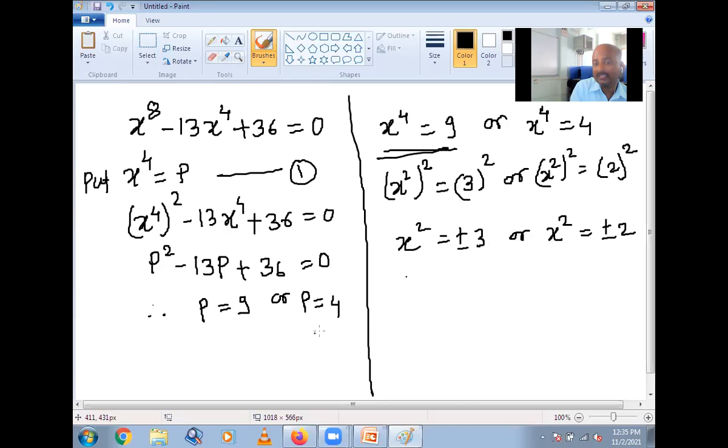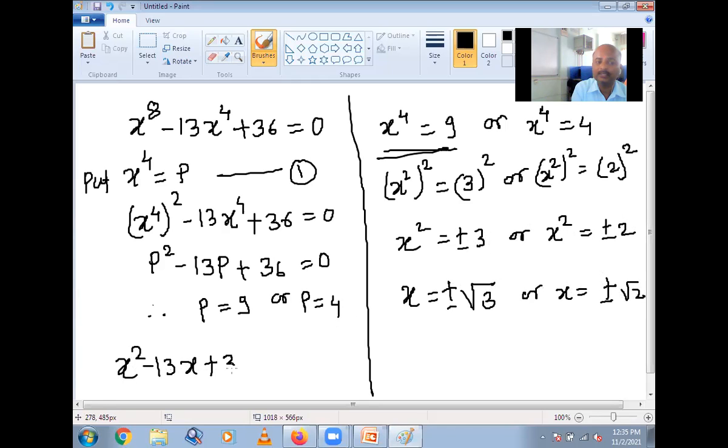Then again taking square root, you will get x is equal to plus minus under root 3 or x is equal to plus minus under root 2. In these three examples, the first example is x square minus 13x plus 36. This quadratic equation you have solved directly because it is easy and it is small as compared to the other two.